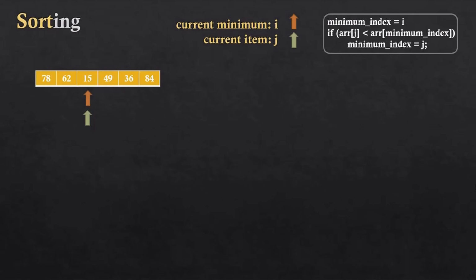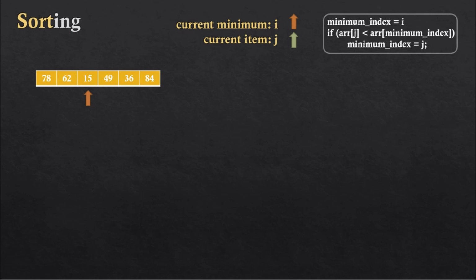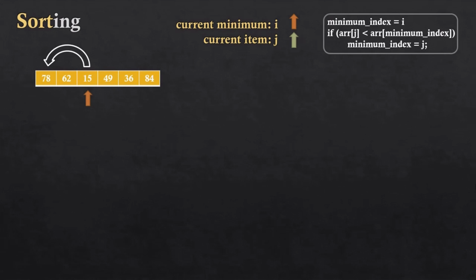The current item will move forward until it reaches the last index. This time, the current minimum value is smaller, so the current minimum value will not be updated. Now, the current item has completed its first iteration, and the minimum value of the first iteration is 15. Now 15 will be swapped with the first index. 78 and 15 will be swapped, and in the new array we will get 15, 62, 78, 49, 36 and 84.